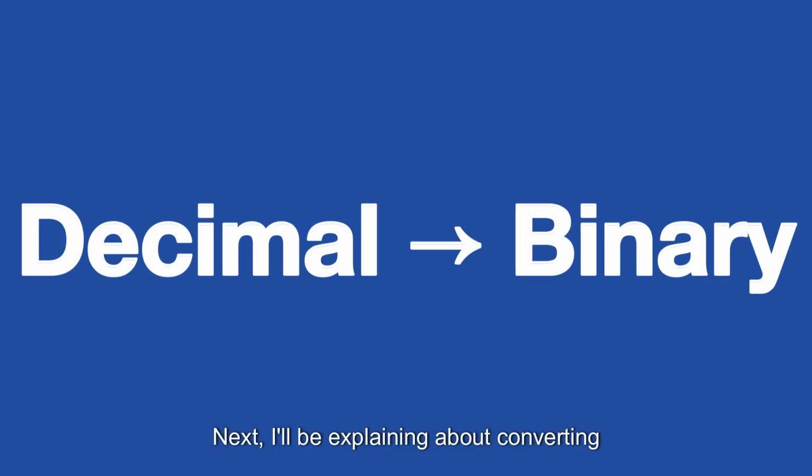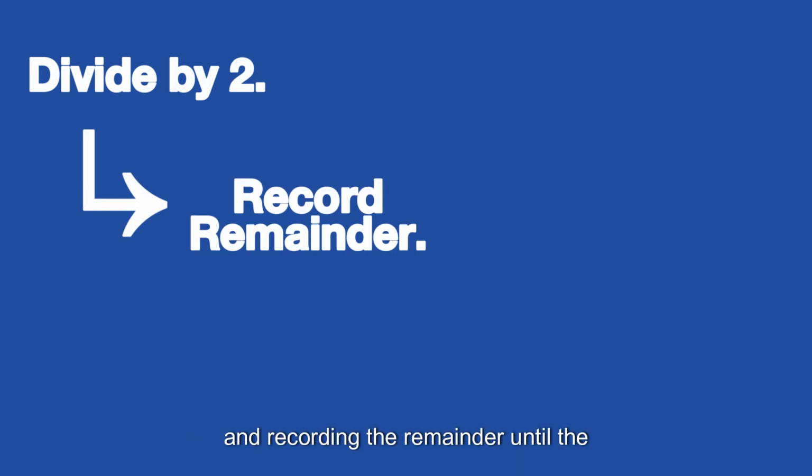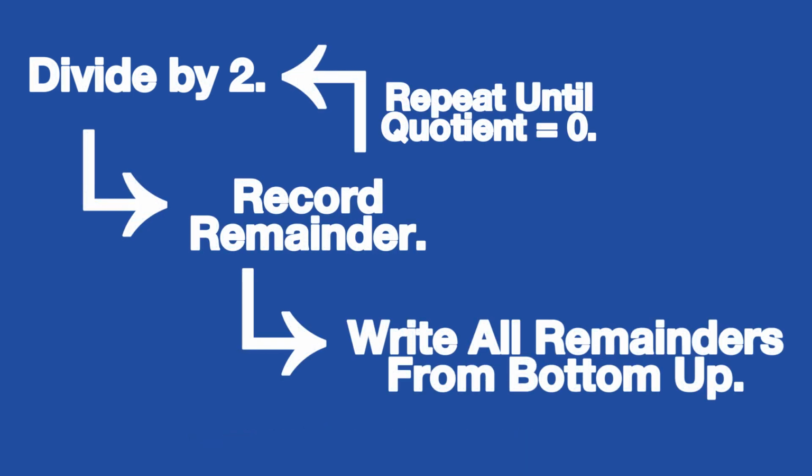Next, I'll be explaining about converting between these two number systems. Converting a decimal number to binary is done by dividing the decimal number by 2 and recording the remainder until the quotient is 0. Here's an example so that it could be more understandable. Let's say we want to convert the number 22 into binary.